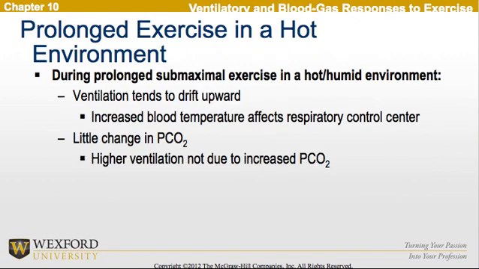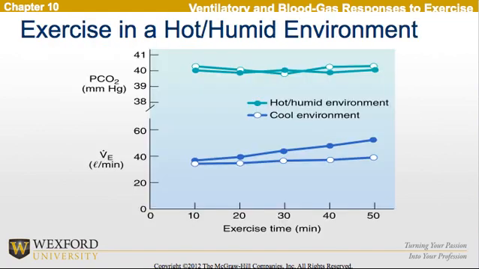If we look at prolonged exercise in a hot environment, we see that during prolonged submaximal exercise in the hot, humid environment, the ventilation tends to drift upward. We see that this leads to an increased blood temperature, which affects the respiratory control center. However, there is little change in the partial pressure of carbon dioxide, and we see the higher ventilation is not due to the increase in the partial pressure of carbon dioxide. The following diagram represents how exercise is influenced in a hot and humid environment like we just discussed.